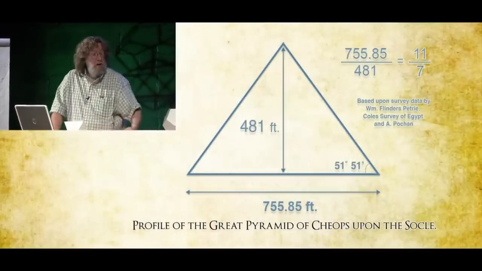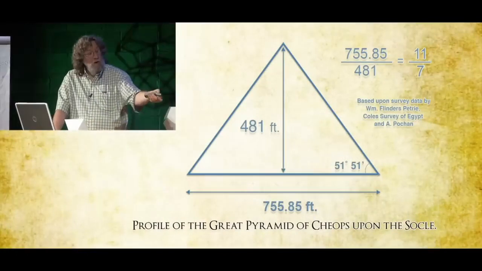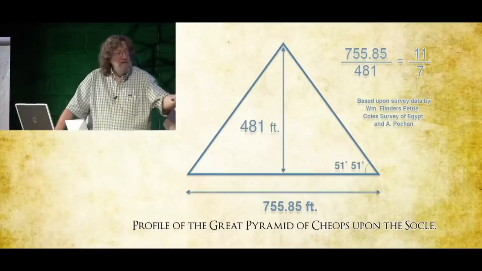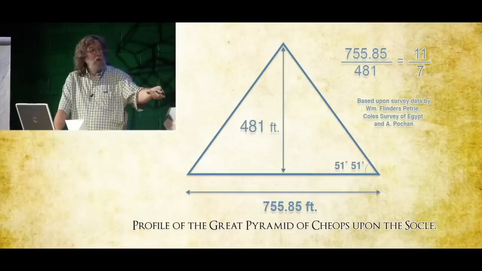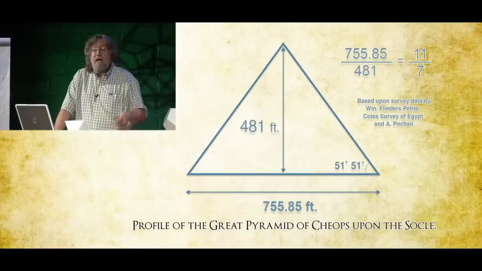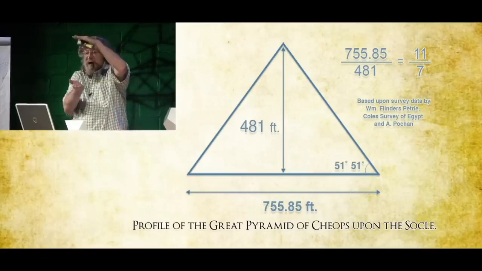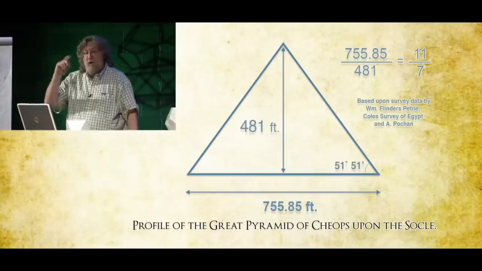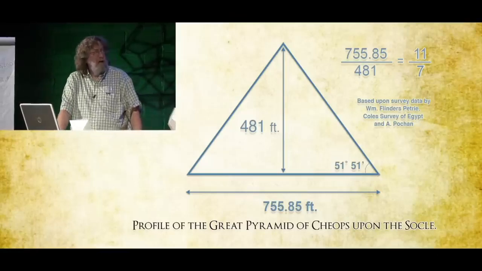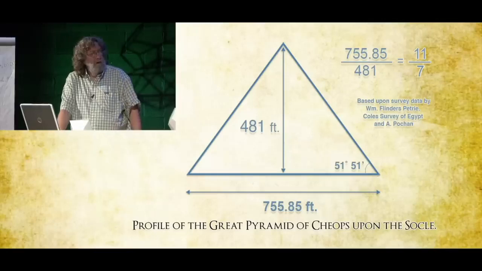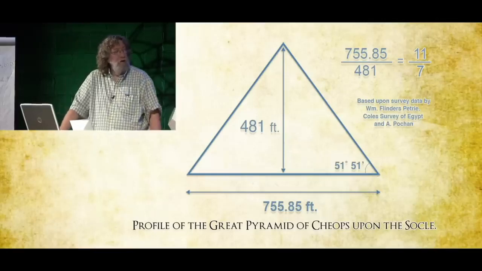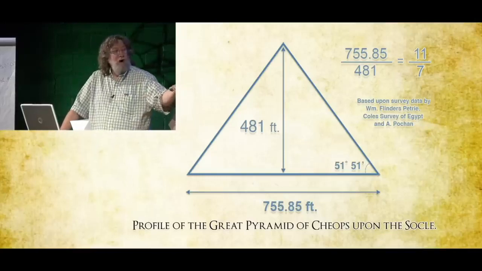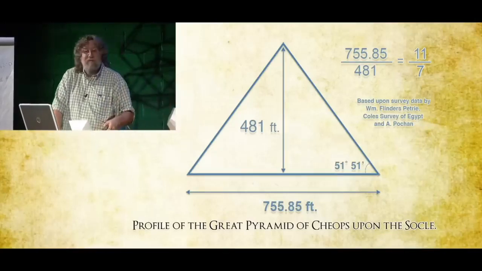All right, so here is the profile of the Great Pyramid with a 51-degree, 51-minute angle. To make it easy, I've just rounded off the numbers: 481 feet in height, not including the socle, the base, and 755.85, I just picked one to use. There's our 51-degree, 51-minute angle, and we find that when we measure it this way, it turns out to be almost exactly 11/7.